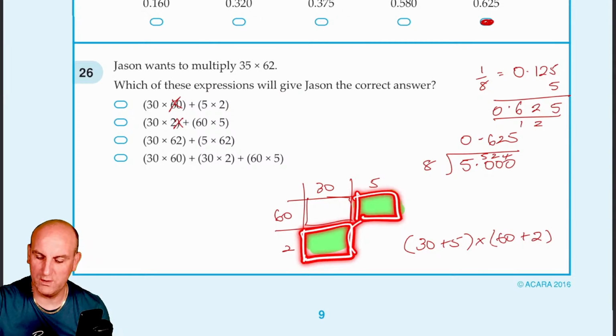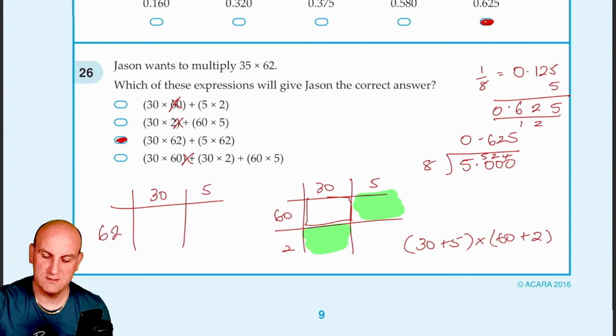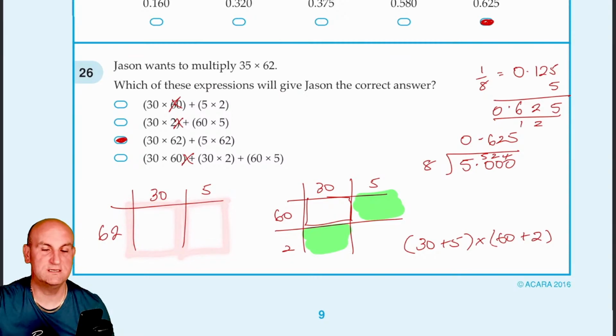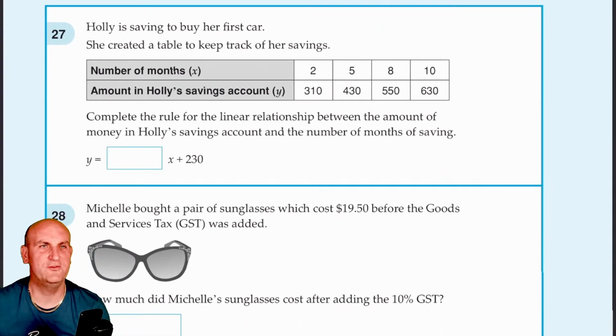60 times 5 gives me that, but it won't give me this one here. So it can't be that one. It's got to be this one here. Again, because they've tried to be tricky, they've split 30 into 30 and 5, but they've left the 62. So we've got 30 times 62 plus 5 times 62. It's got to be that one there. Again, these are just tricky for the sake of being tricky.